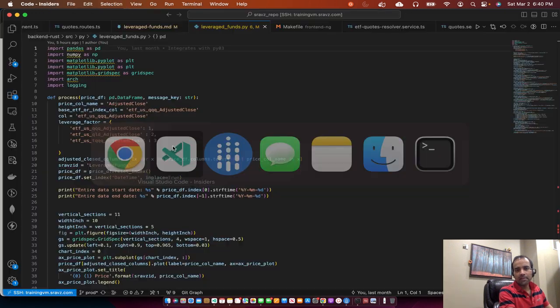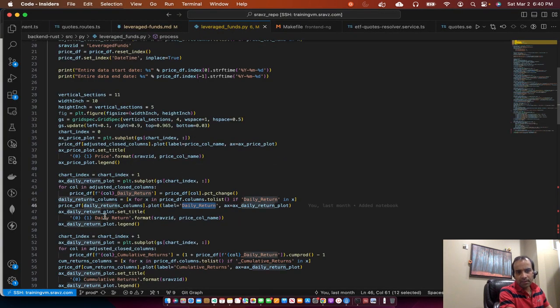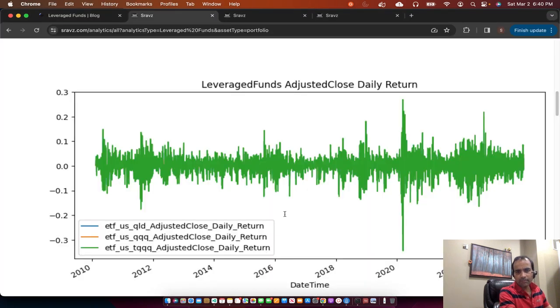Now the leveraged funds adjusted close daily returns. So we calculate the daily return. We use the pandas daily returns plot. So we take the percentage change per column using pandas. That's how we get the daily returns. I plotted the daily returns, and as expected, TQQ daily returns overshadow the rest of the returns, so we only see the TQQ plot. The other two are hidden behind this TQQ plot.